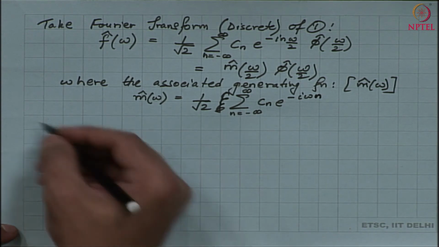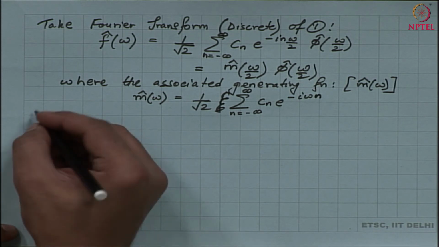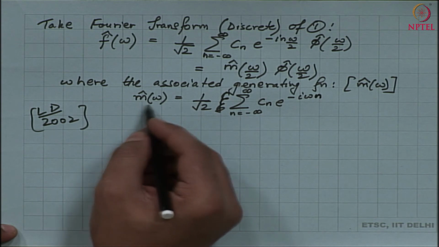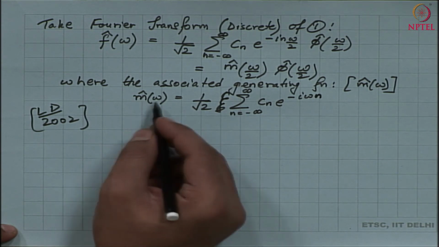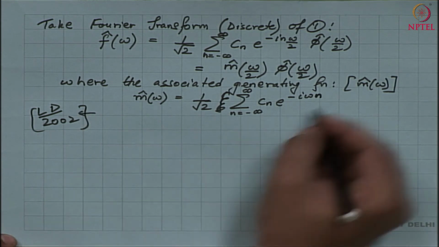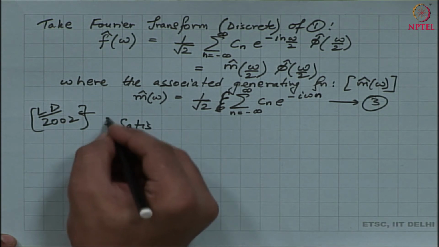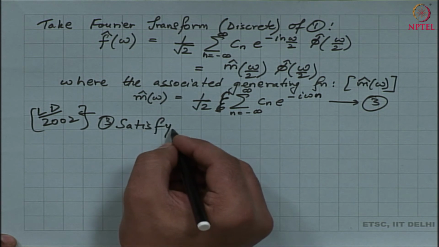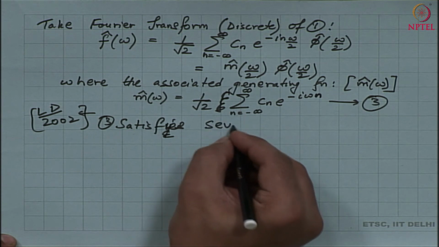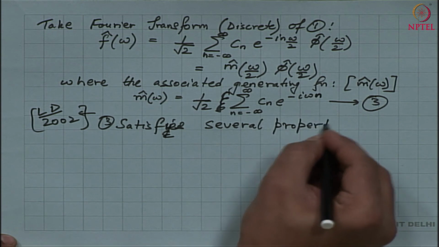Now, again, students are asked to refer to the text which I have listed by Lokenath Debnath. Mainly, there are certain properties of these associated generating functions listed in this text. So, let me call this 3. Let me just highlight some of the properties that are satisfied by this associated generating function.